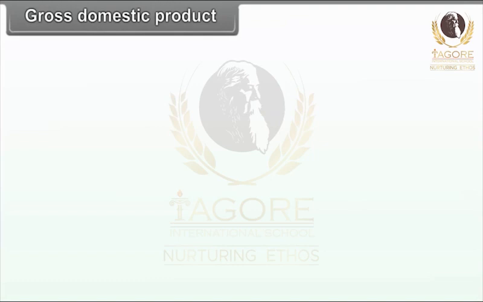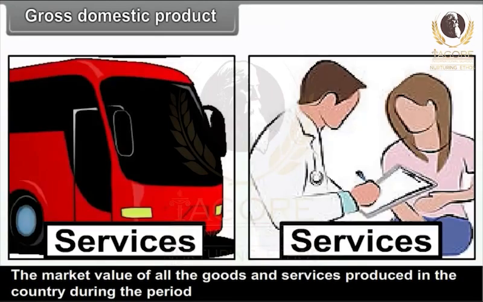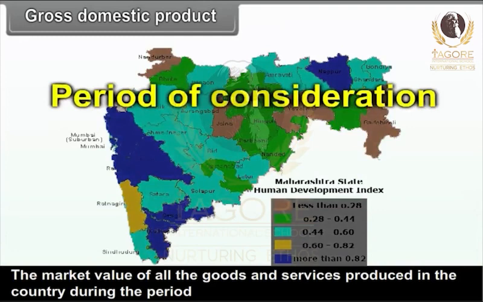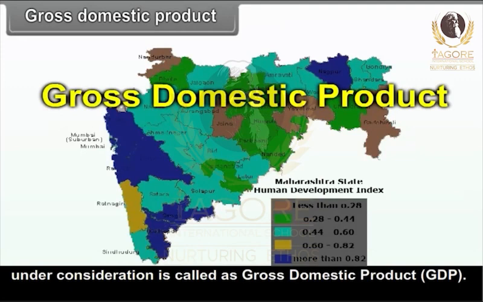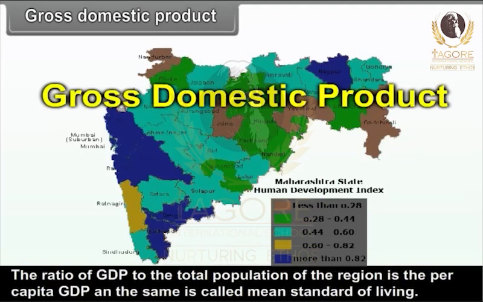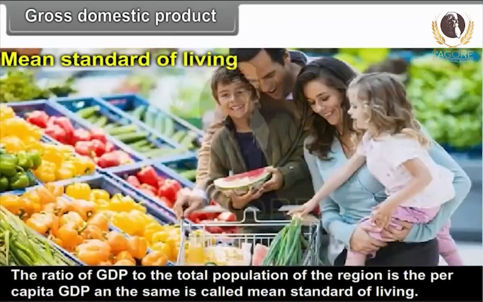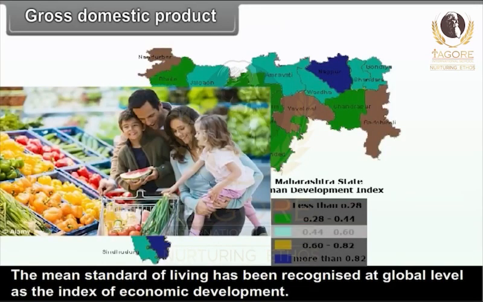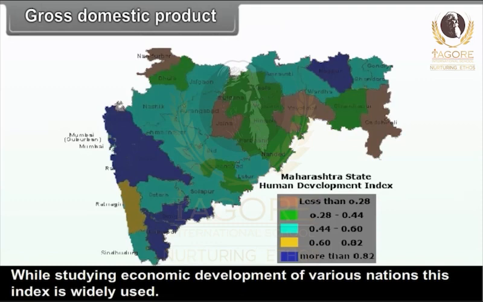Gross Domestic Product, GDP. The market value of all the goods and services produced in the country during the period under consideration is called Gross Domestic Product, GDP. The ratio of GDP to the total population of the region is the per capita GDP, and the same is called mean standard of living. The mean standard of living has been recognized at the global level as the index of economic development. While studying the economic development of various nations, this index is widely used.